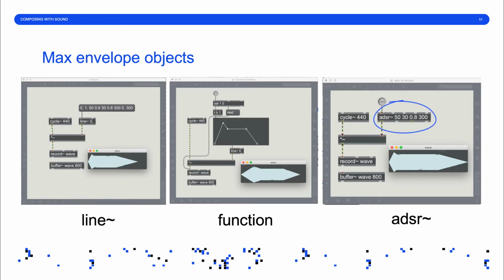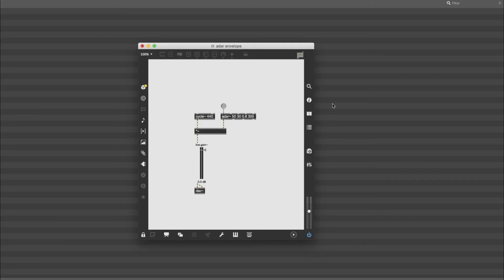And the final object that I'm showing here is the ADSR object. So this produces an audio signal which is used to drive the multiply object directly. And here we enter the attack time, the decay time, the sustain level, and the release time. So you can see here an attack time of 50 milliseconds, a decay time of 30 milliseconds, a sustain level of 0.8, and a release time of 300 milliseconds. One small thing to note here is that the ADSR object, rather than responding to a bang, responds to a 1 to start and a 0 to trigger the release.